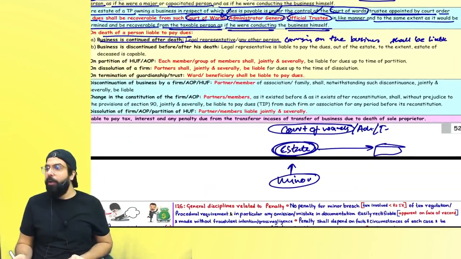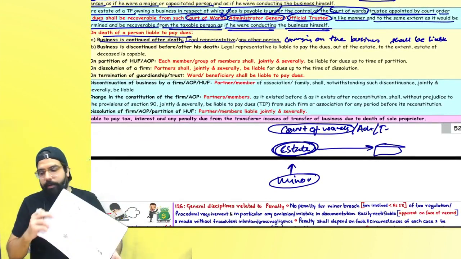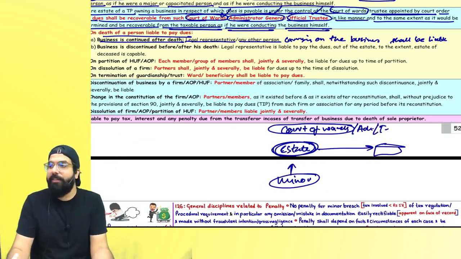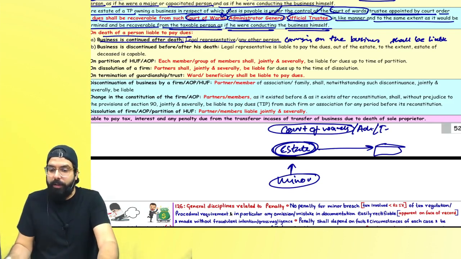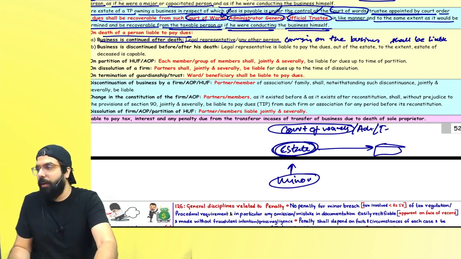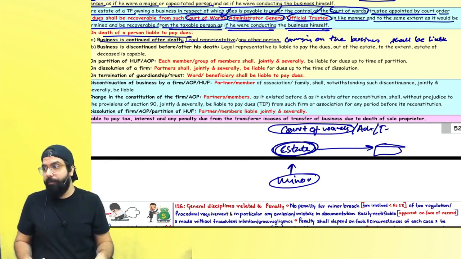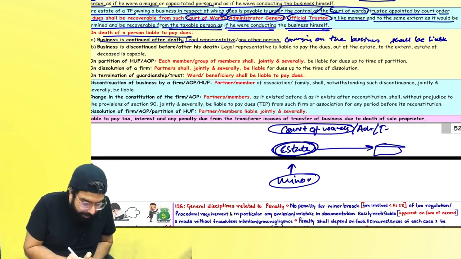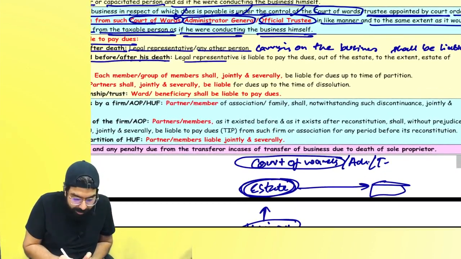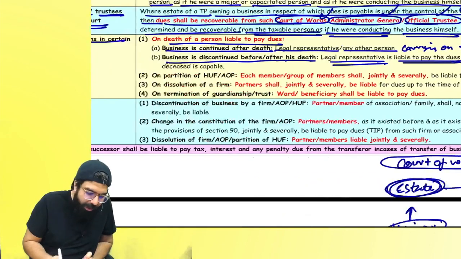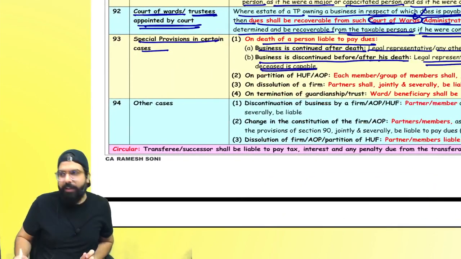Clear, everyone? Sir, I will not continue the business only. In that scenario, what will happen? Sir, if you don't continue the business, whatever is the property left by that person, that property, say money, will be recovered. Are we clear, everyone? They are telling business is discontinued before or after his death, then legal representative is liable to pay the dues out of the estate to the extent the estate of the deceased is capable.